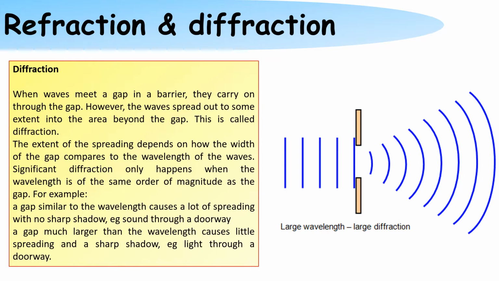So, for example, a gap similar to the wavelength causes a lot of spreading with no sharp shadow. A gap much larger than the wavelength causes little spreading and a sharp shadow is formed. For instance, light through a doorway acts in this manner.